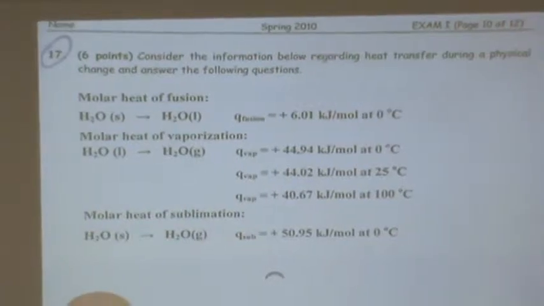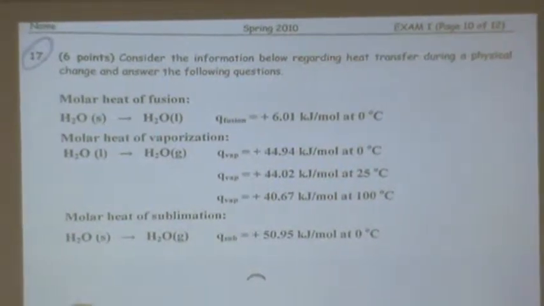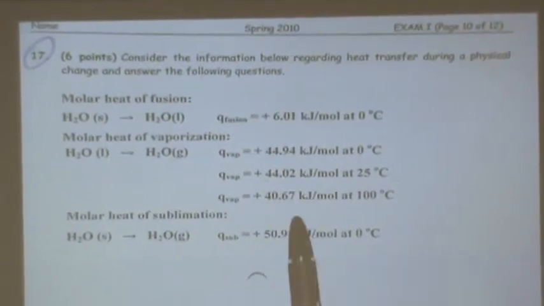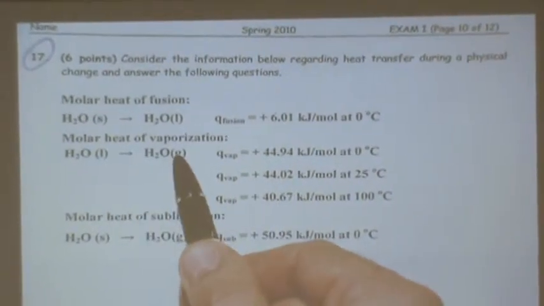In the form of heat. It could be radiation, microwave, right? It doesn't have to be heat. Molar heat of vaporization: one mole of liquid going to gas.